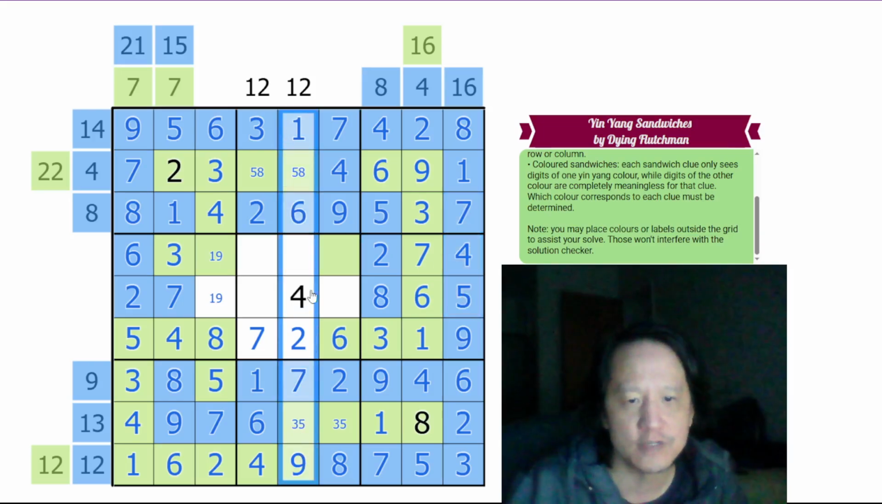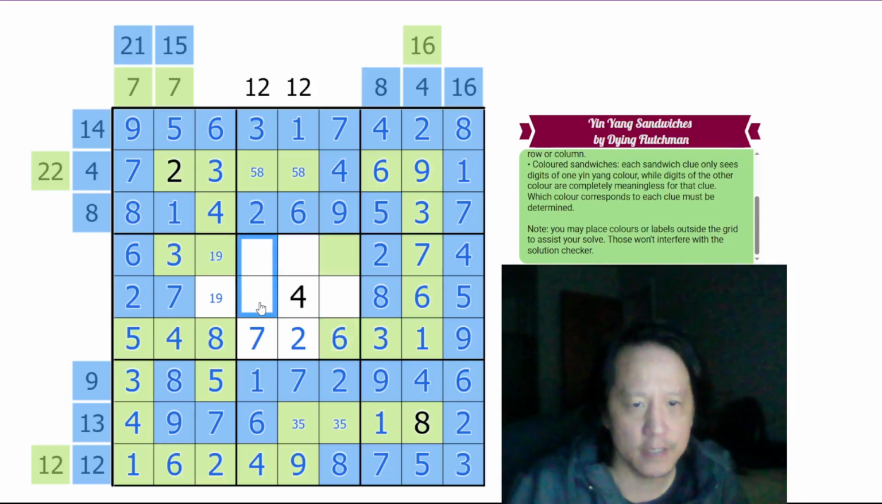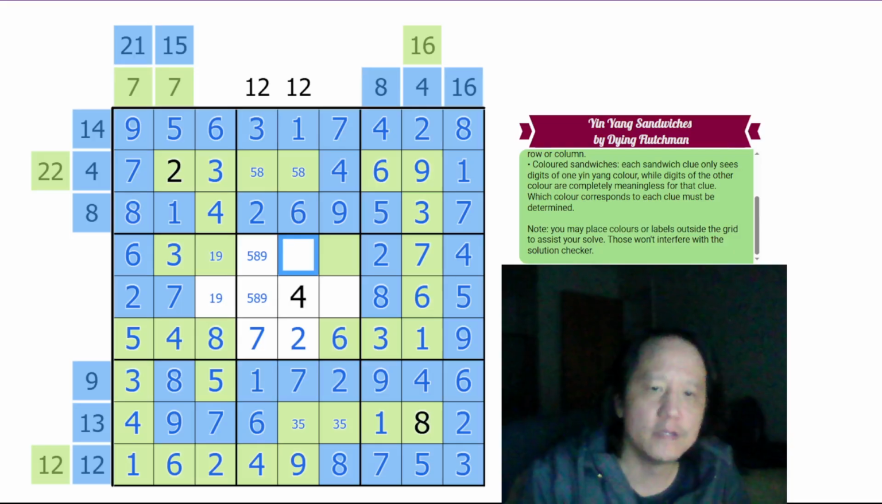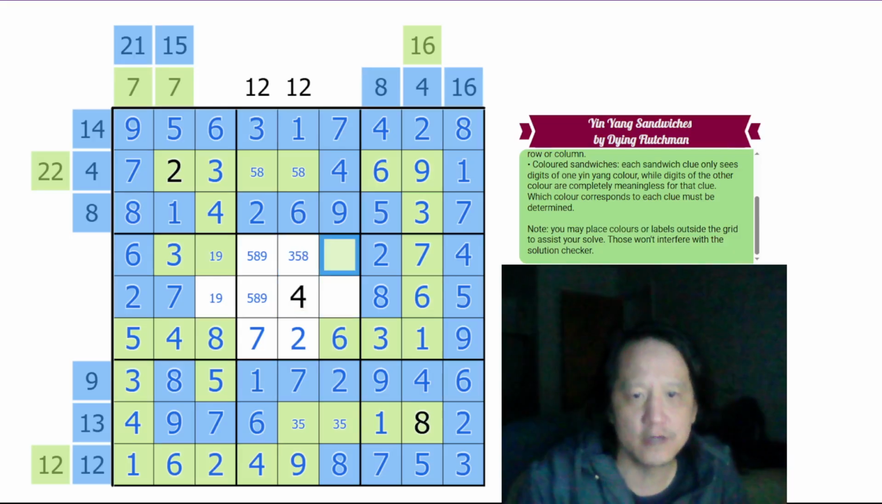So now we just need to finish these and finish the coloring. Remaining digits in column 4, we have 5, 8, and 9. In column 5, we have 3, 5, and 8. In column 6, we have 3, 5, and 1. Okay, this can't be 3. This can't be 3.